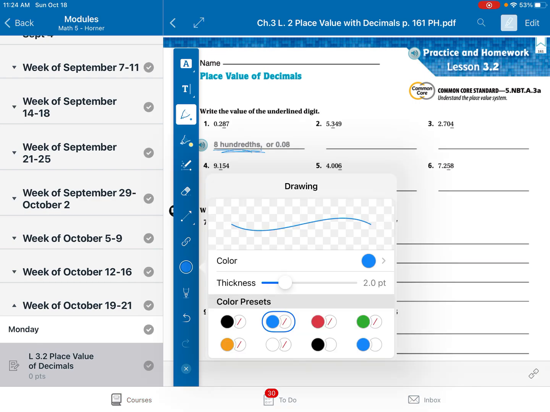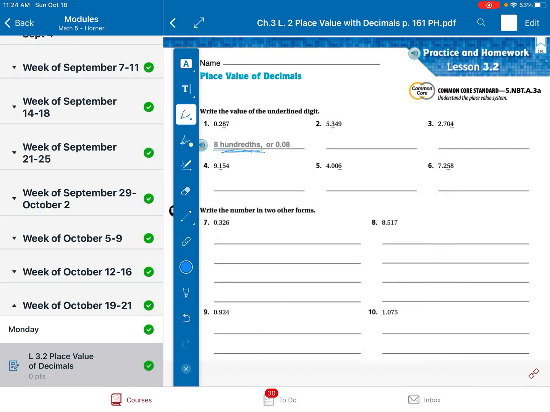Turn this up just a little bit. There we go. Okay, so let's do number 2. We have 5 and 349 thousandths, and they have the 3 underlined. So we have to think, what place is that 3 in? Well, the 3 is in the tenths place, so we're going to say 3 tenths. Do not forget the THS, because if you say 3 tens, that will be incorrect. It's tenths. Now, you do not have to do this part for the rest of these. I just want the word form.